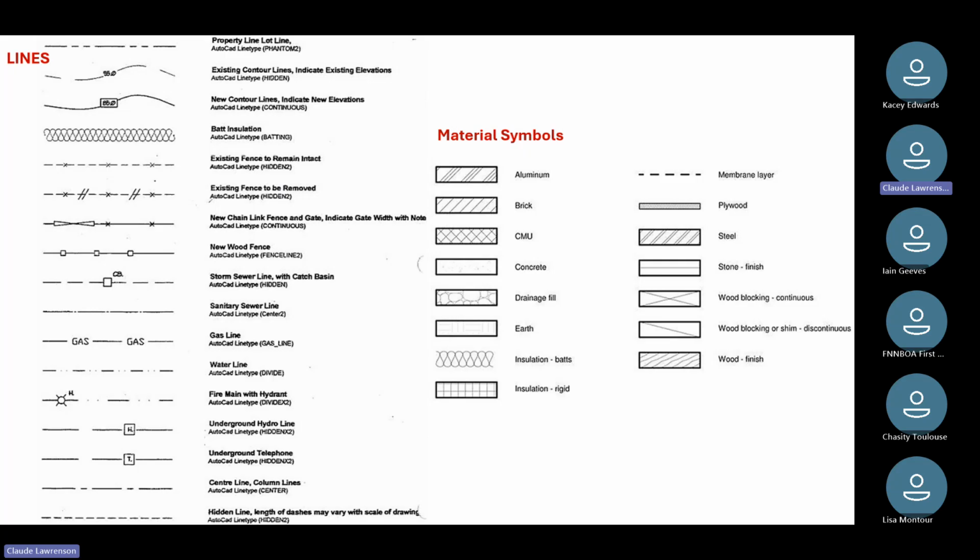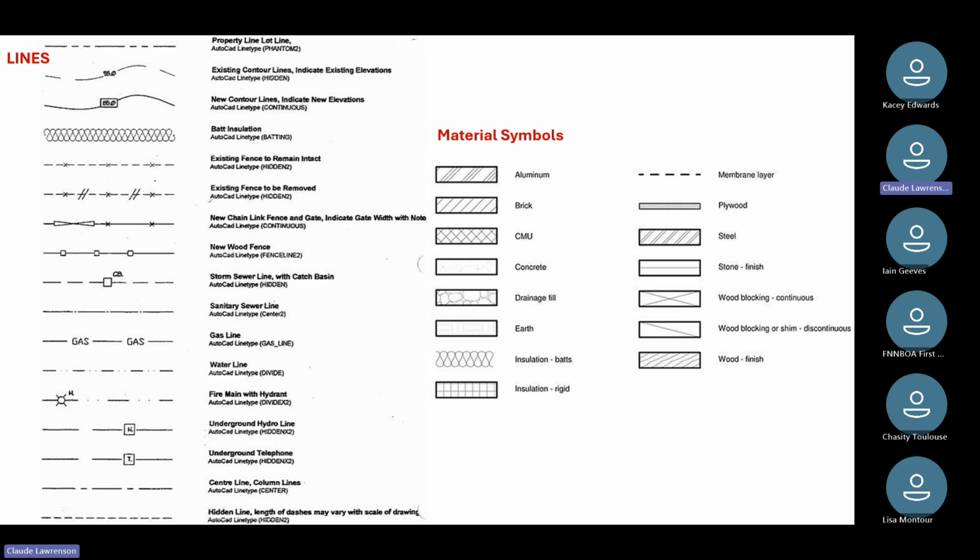For example, I mentioned different types of lines. On the left-hand column here, we can see property lines and contour lines as some examples. Another one looks like a whole bunch of squiggles, which is batt insulation. So there are various types of line work and line weights used when we create architectural drawings. Over on the right-hand side are some examples of material symbols. There's a whole different set of symbols used for various types of materials.